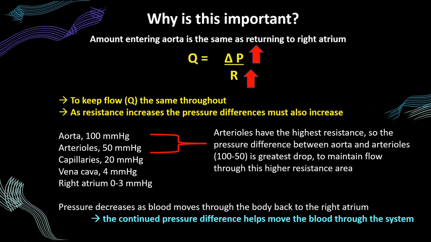So here's our equation. And as we said, to keep the same flow, if we increase the resistance, we have to increase the change in pressure. And this is showing you how that works. The aorta, let's say it's 100 millimeters of mercury, when it hits the arterioles, that has a huge drop down to 50 millimeters of mercury. Why? Because I have to have a huge change in pressure in order to maintain the flow when it hits the arterioles, which has a much higher resistance. Pressure decreases as the blood moves through the body back to the right atrium, and it's this continued pressure difference that helps move blood through the system.